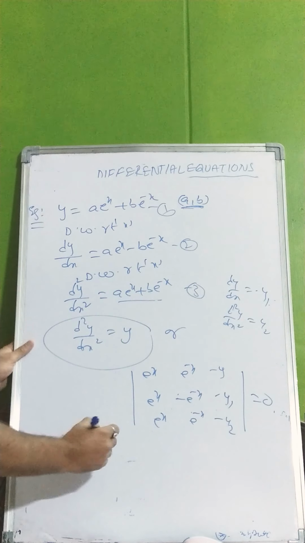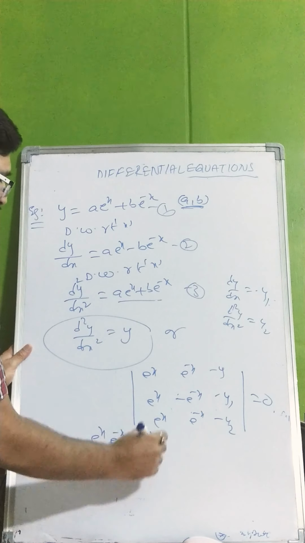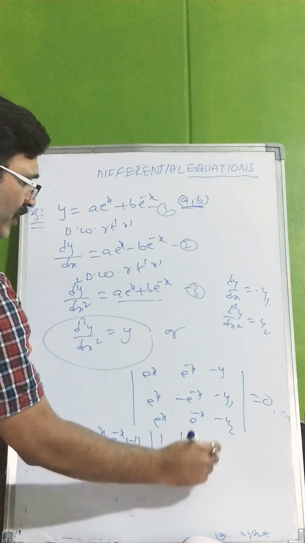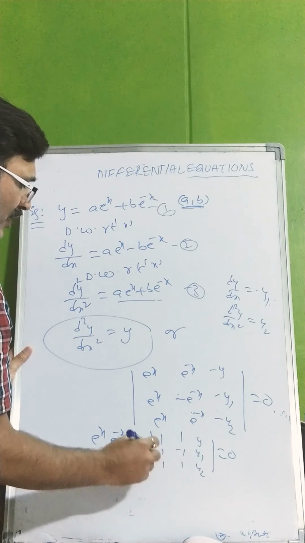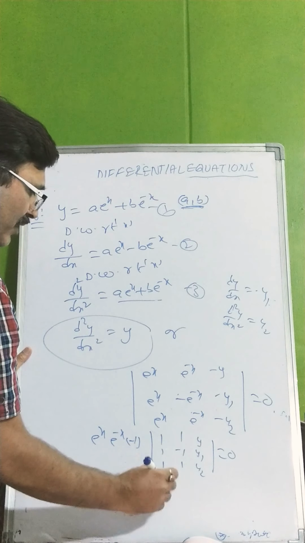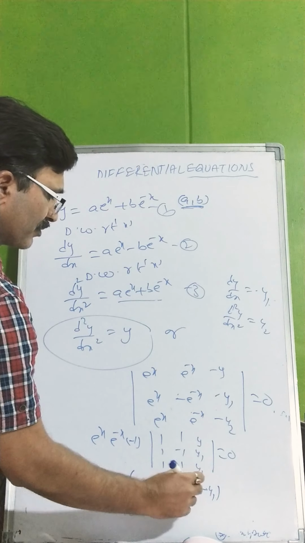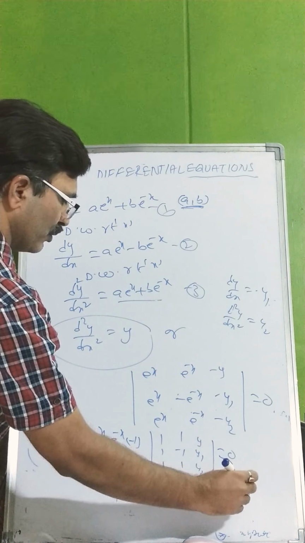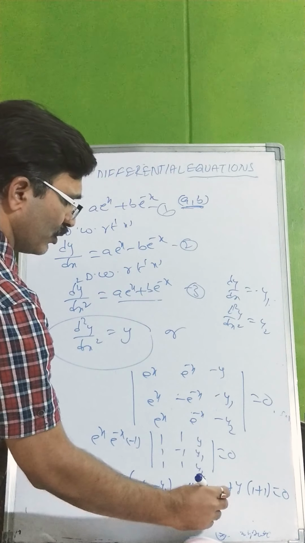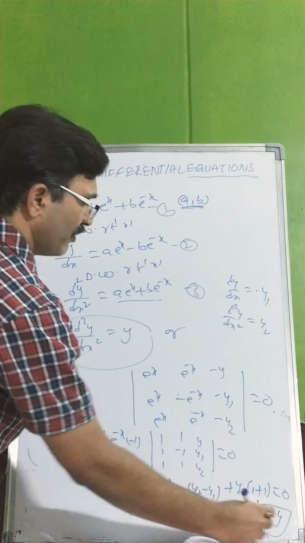See here, nothing will happen. You can evaluate the determinant: e to the power of x, e to the power of minus x, and minus 1, I am taking common. 1 1 1, 1 minus 1 1, y y1 y2 is equal to 0. Now you see, while expanding, you know very well that minus y2 minus y1, minus here y2 minus y1, right, plus y into 1 plus 1 is equal to 0. So 2y2 is equal to 2y, that is nothing but y2 is equal to y. That only we got it now.